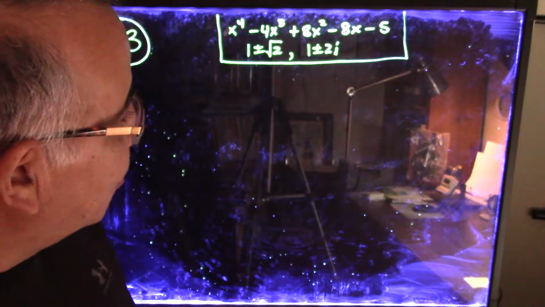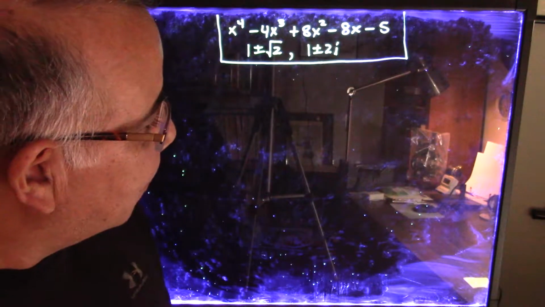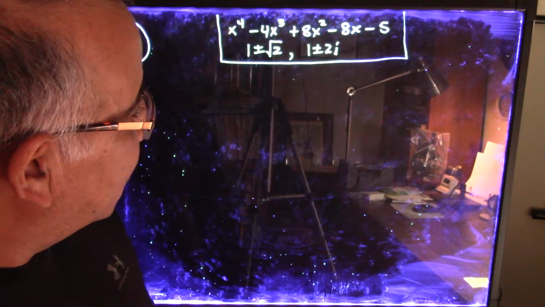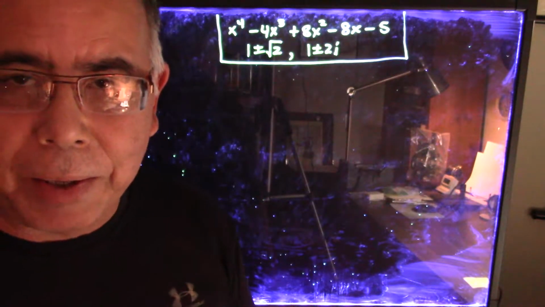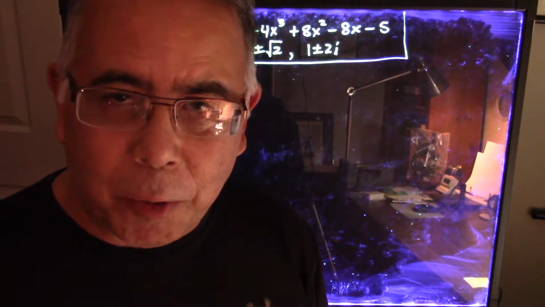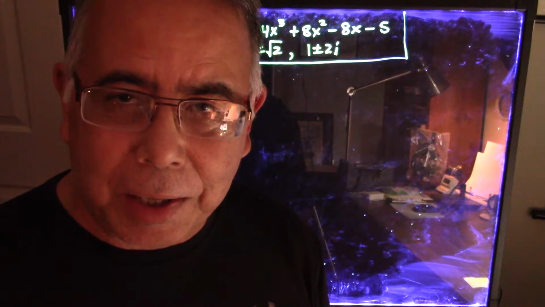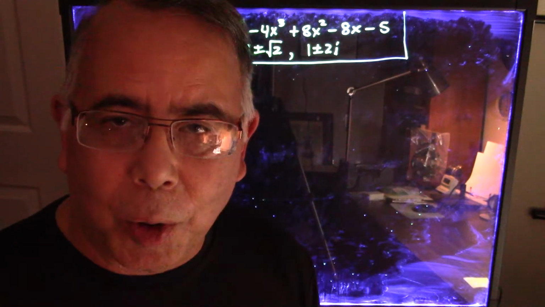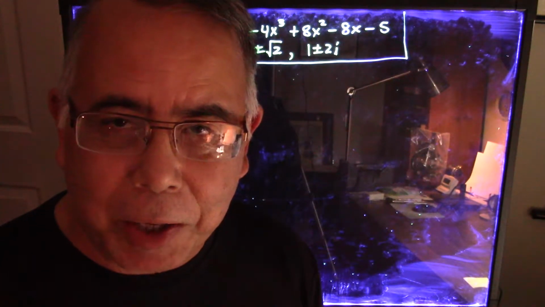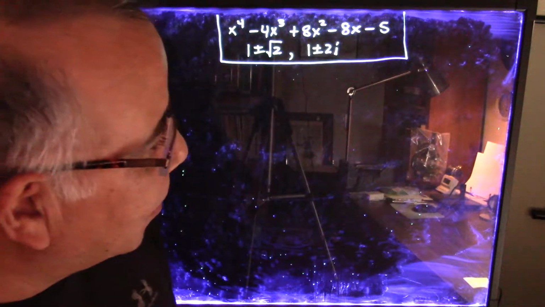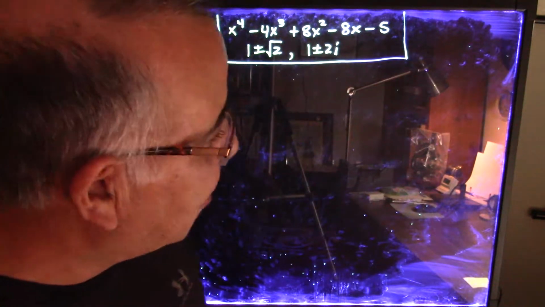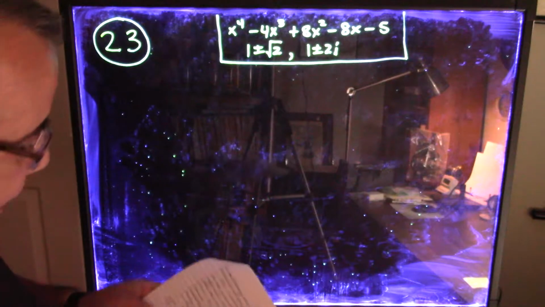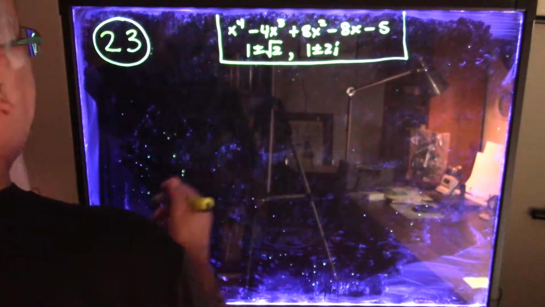In all the problems we're doing in this section, the rational zeros theorem will work naturally because they want you to get practice with it, but don't come away with the idea that the rational zeros theorem will always guarantee that you're going to have rational zeros, because it's not true. It just gives you the possibilities if any rational zeros exist. All right, anyway, let's go to 23.